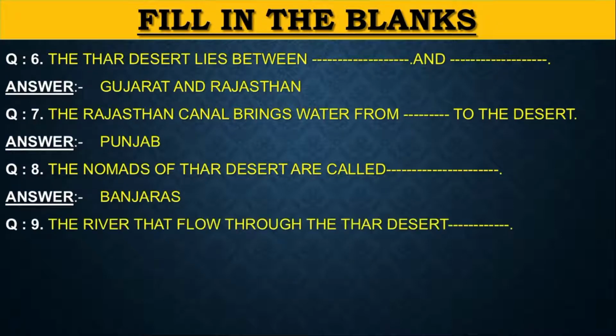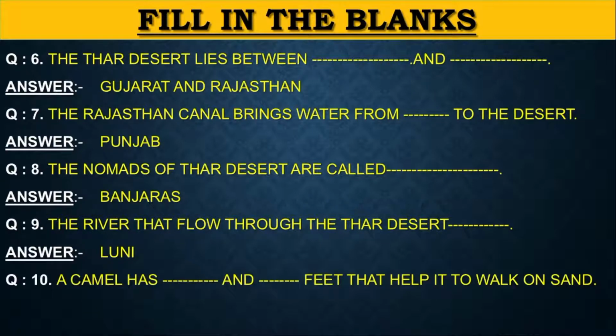Next question. The river that flows through the Thar Desert dash. Answer of the question is Luni. Next and last question of fill in the blanks. A camel has dash and dash feet that help it to walk on sand. Answer of the question is long and padded.